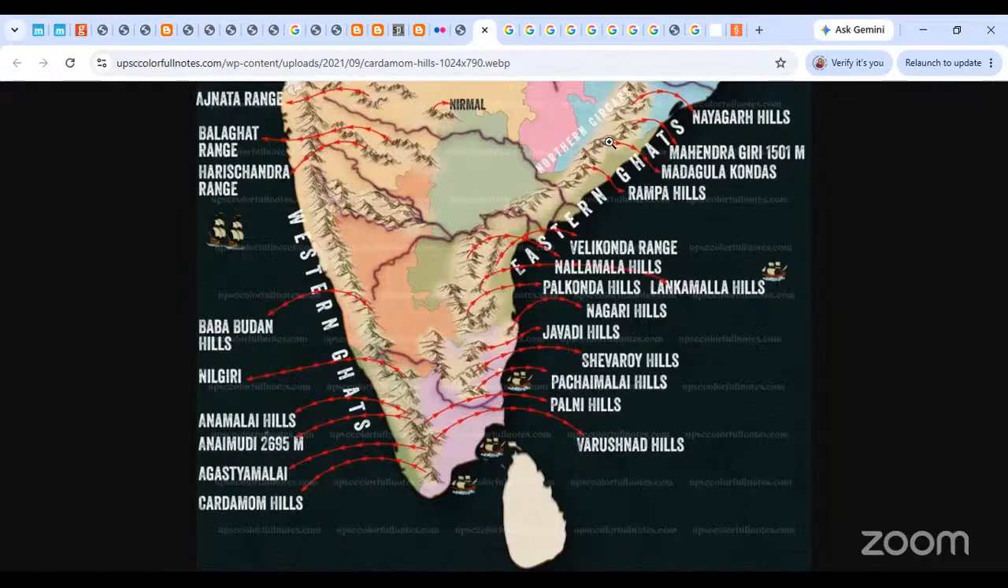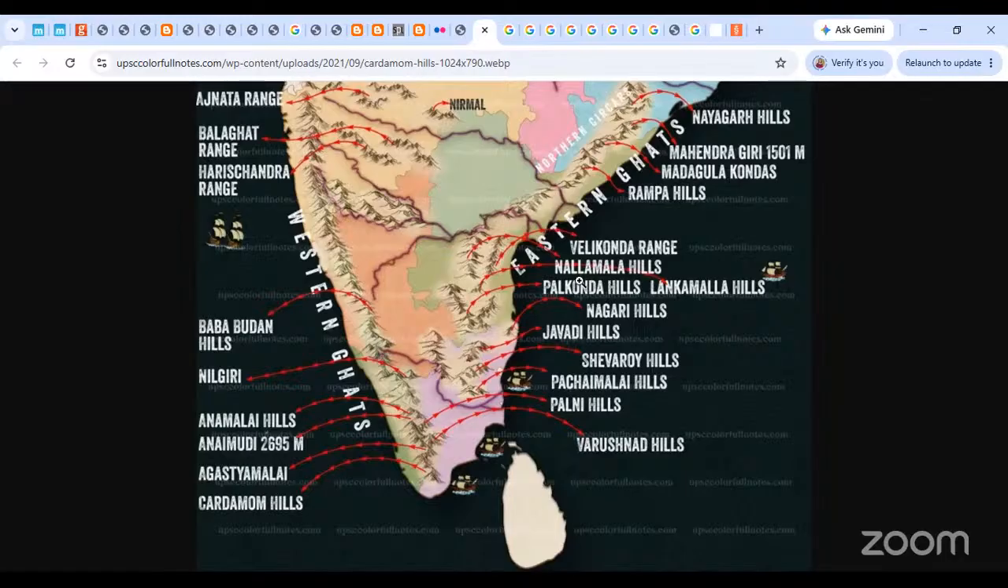The Armakonda and all is usually considered one of the tallest, or second tallest, places in the Eastern Ghats, depending on where you're going. And lastly, in the upper part, you have the Rampa Hills, once again in Andhra Pradesh over here. Now look further downward, you have the Velikonda range, which once again lies in Andhra.